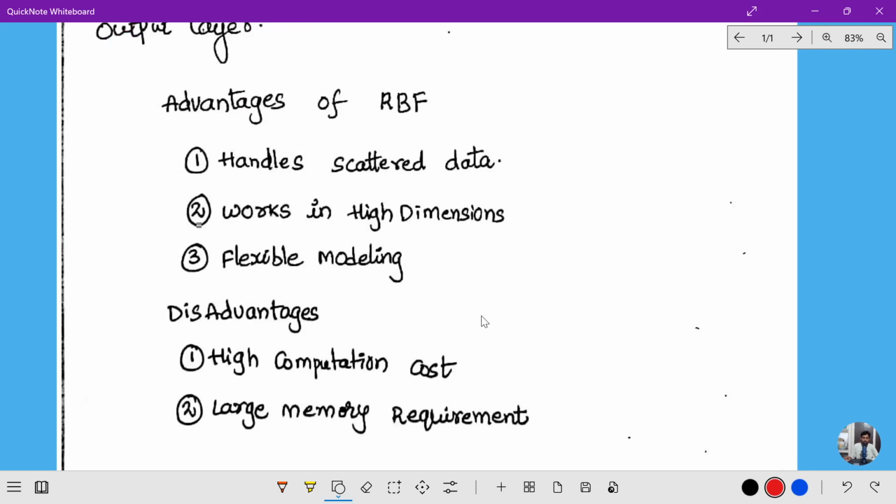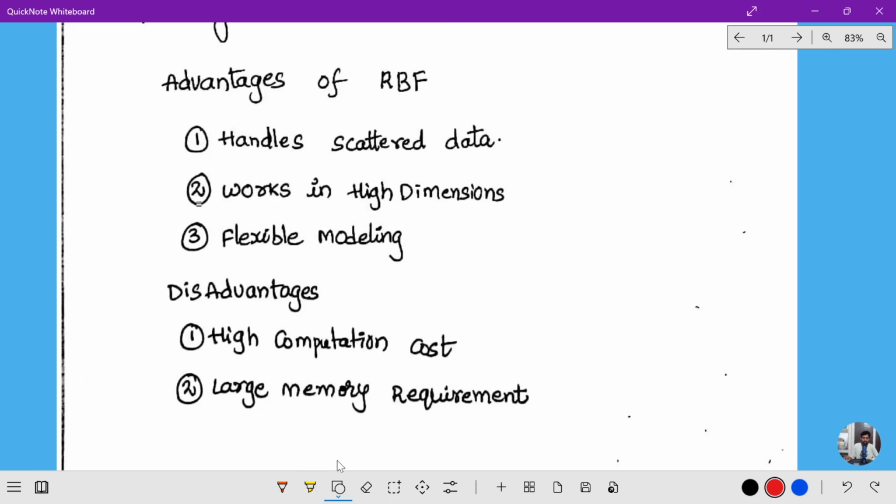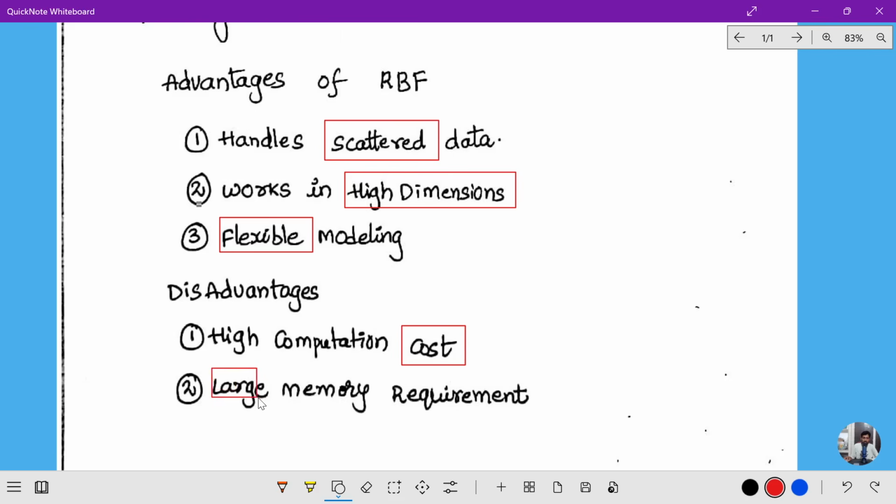Now we'll see the advantages of RBF. The advantages are, first, it handles scattered data. Keyword, please remember, when it comes to RBF we are going to have scattered, that is, bulk data, where the data length is maximum. It works in high dimensions and allows flexible modeling. So the keywords are scattered, high dimension and flexible. But what is the disadvantage of RBF? High computation cost, so the cost is very high. Large memory requirement, so we require large memory.